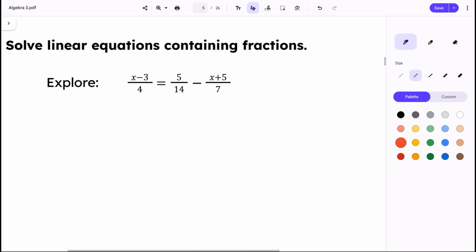So I want you to think about the bottom numbers here. We have a 4, a 14, and a 7. Can you think of a number that all three of those could possibly go into? 28. So I'm going to write over here that my least common denominator is 28. And then, in order to get rid of my fractions, I'm going to multiply every single fraction by 28. So I'm going to do that to all three here.